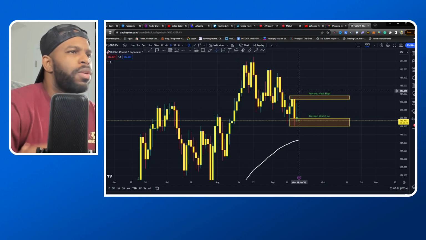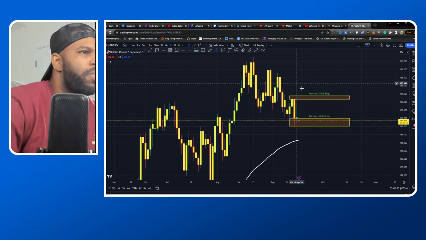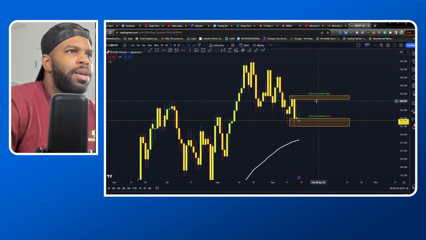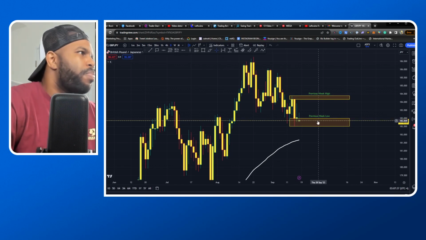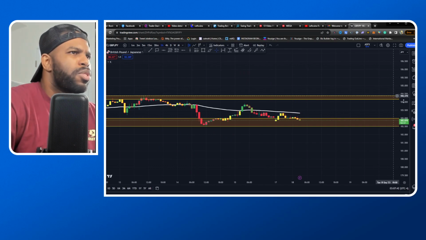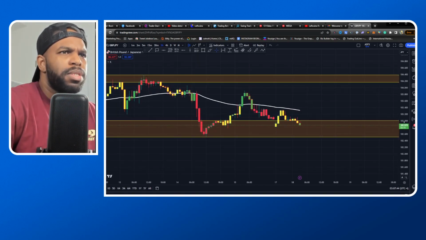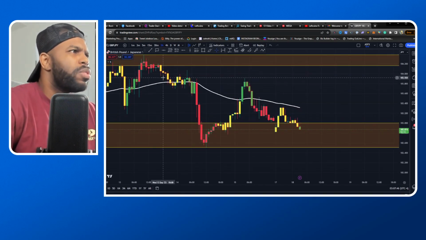Okay, so this is what I'm looking at right now for the week. This is my previous week high. This is my previous week low. Now I want to break it down to the 1 hour chart to figure out my previous London session highs and lows and previous Asian session highs and lows.